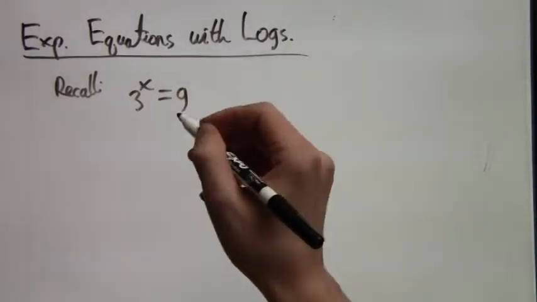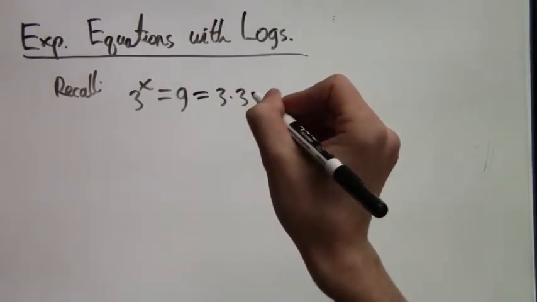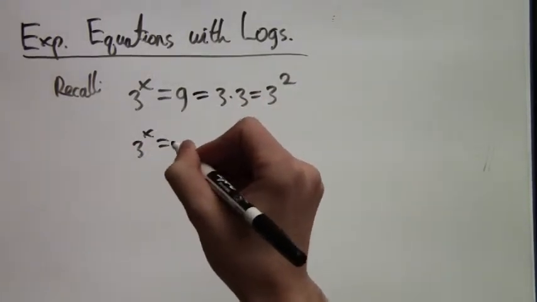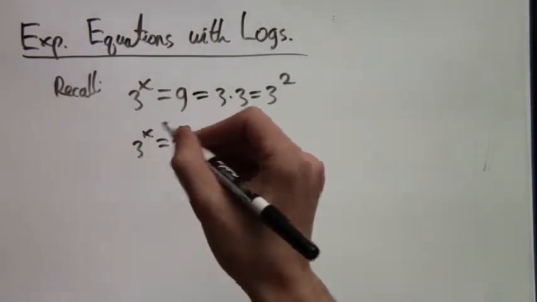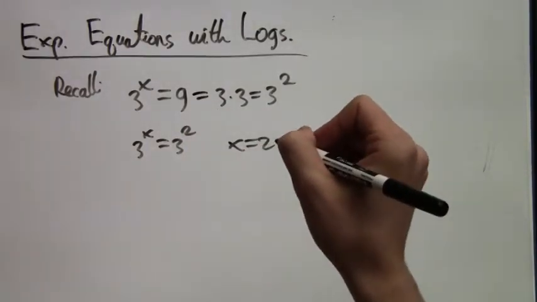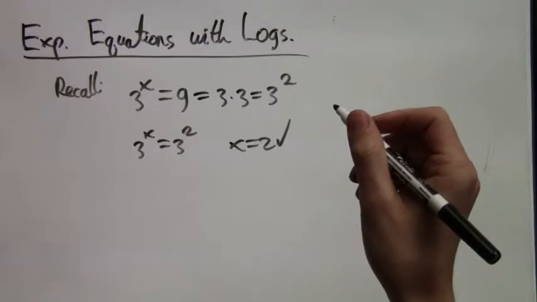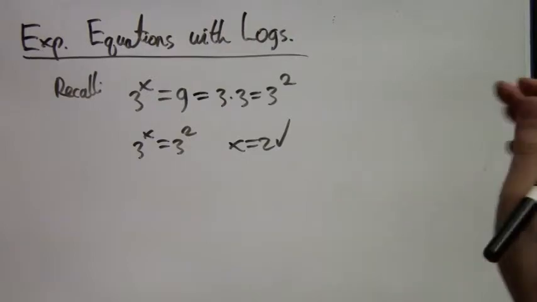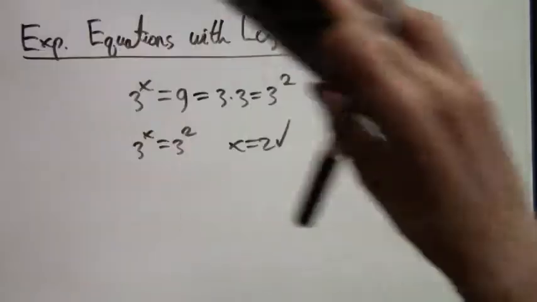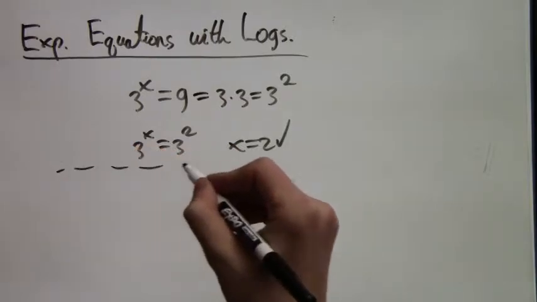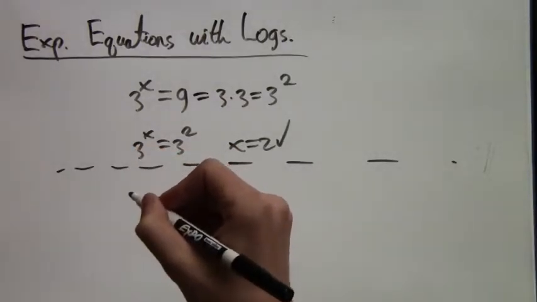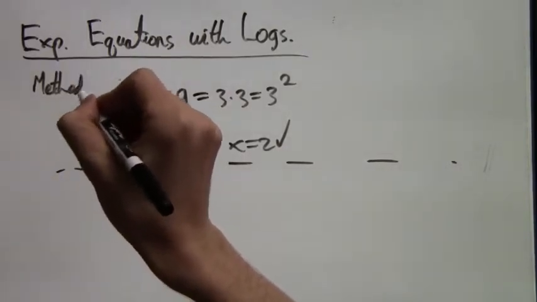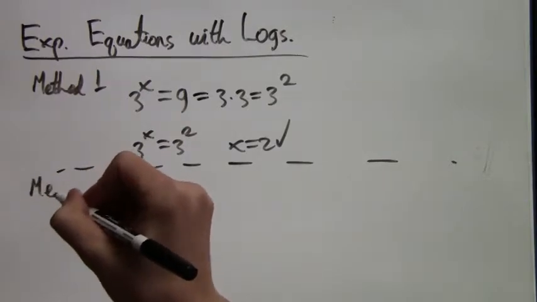3 to the x equals 9. The way this is solved in my different video is by rewriting 9 as 3 to the second. And since we have 3 to the x and 3 to the second, then x must equal 2. However, it's not always possible to rewrite your equation so that both sides have the same base. So I'll show you a second method of doing this same problem, which will give you the same answer, but this method will always work, even if the bases are different.